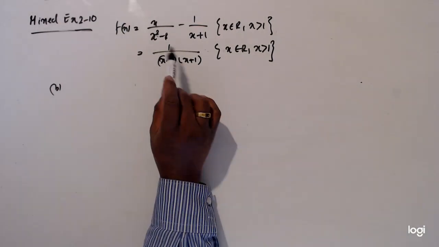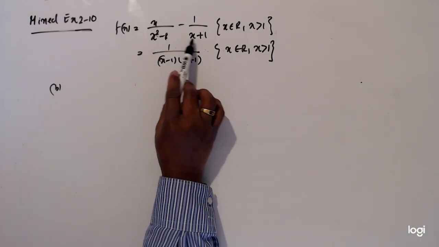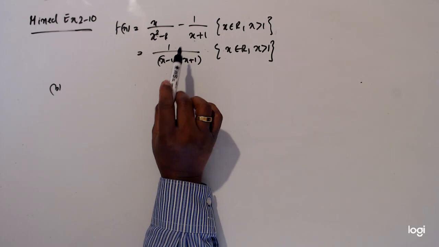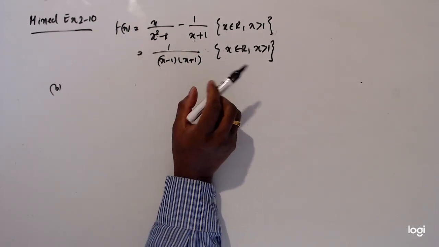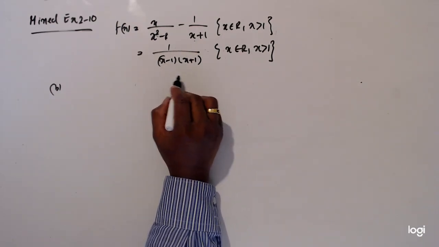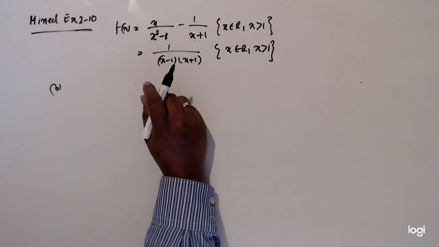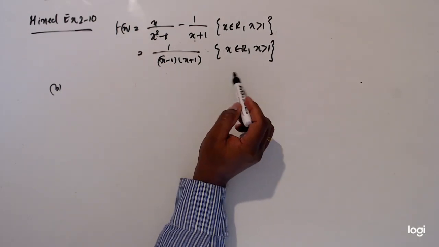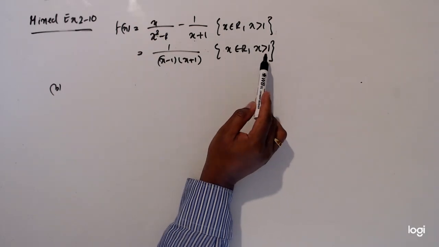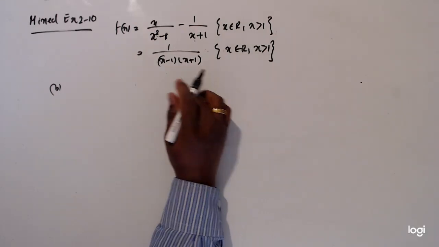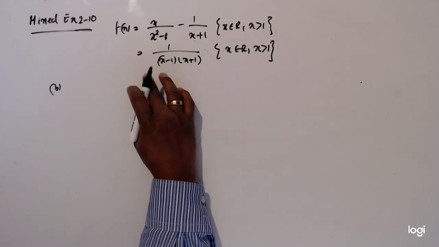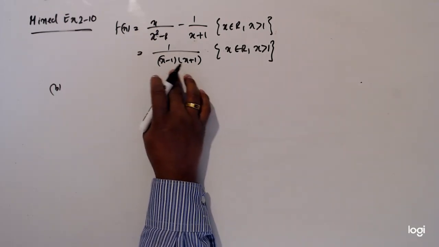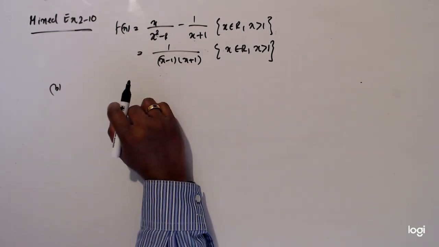Now instead of looking at this expression, we can work with this one. Now, range means we want to find the minimum and maximum of f(x), and the domain is given. In general, we'll try to draw this graph first.